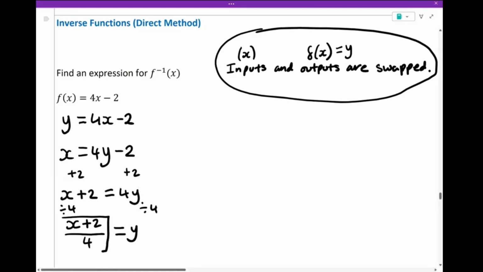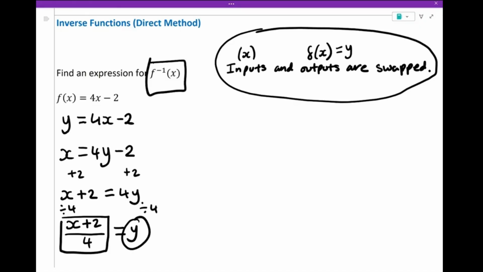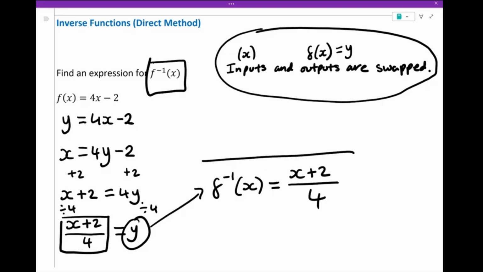And this here is going to be my inverse function, and you might remember it from when I went through the flow diagram method. However, the last thing I have to do is just replace the y with our function notation, because this is going to be my inverse function. So in place of the y, I'm going to write my inverse function notation. So we would get that the inverse of f of x is equal to x plus 2 over 4. And that is how we find an inverse function using a more direct method than our flow diagram.